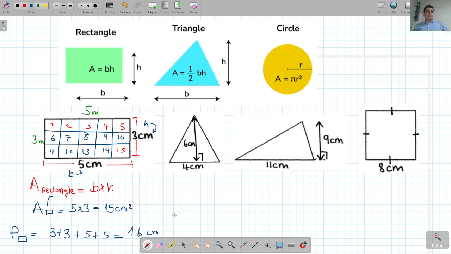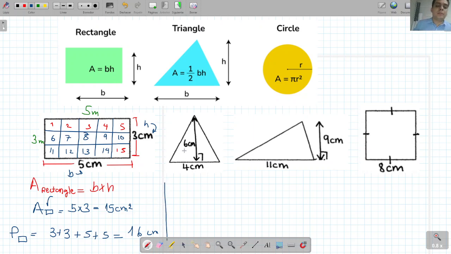Why centimeters and not centimeters squared? Because we are talking about how long is around the shape. We are not talking about area. We are not talking about the squares. We are talking about distance. So perimeter is the distance around a shape. Now, this is the first exercise of a lot many. So let's continue.